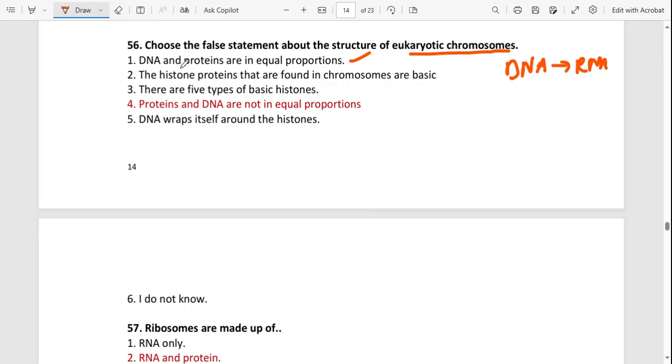They're in equal proportion. When you have this as your DNA, it will wrap around a histone protein. And then the same amount, again, you are going to have a histone. Same amount of histone. So that's the meaning of DNA and protein being equal in proportion. Histone proteins that are found in chromosomes are basic, and that's true. These histones are basic. There are 5 types of basic histones. That's also true. Proteins and DNA are not in equal proportion. So it's just the opposite, isn't it, of what we've talked about. DNA wraps itself around the histone, and this is true.